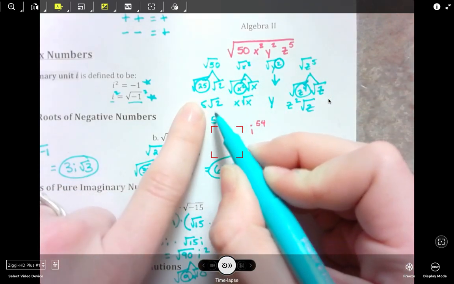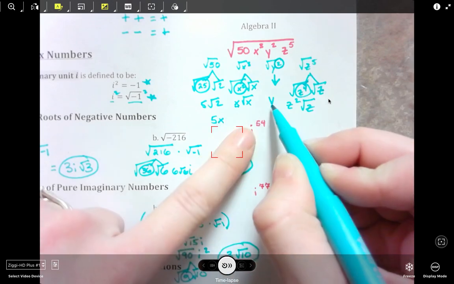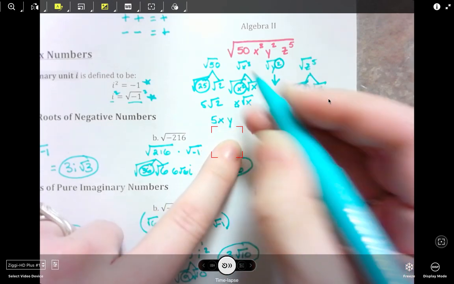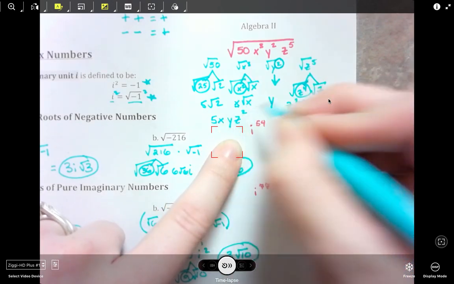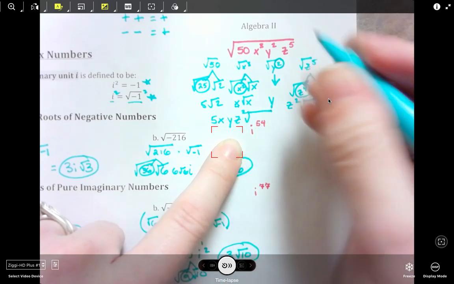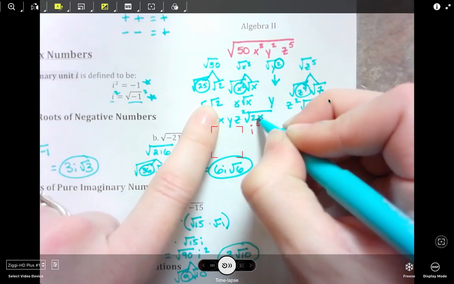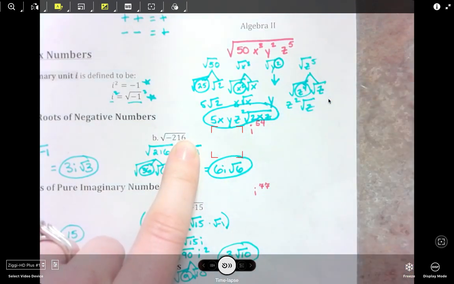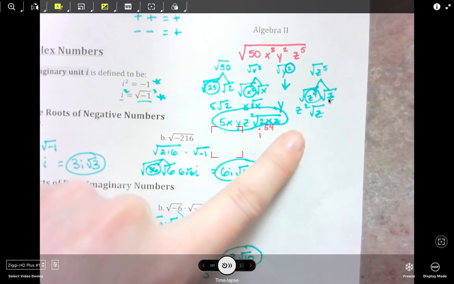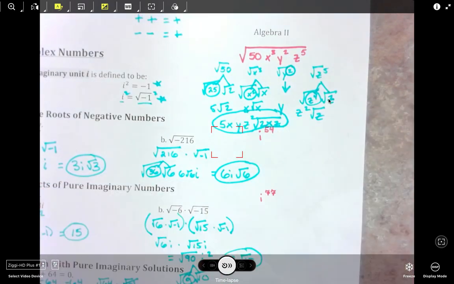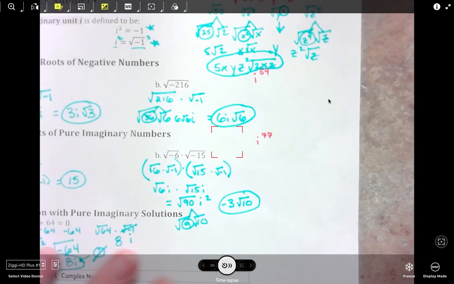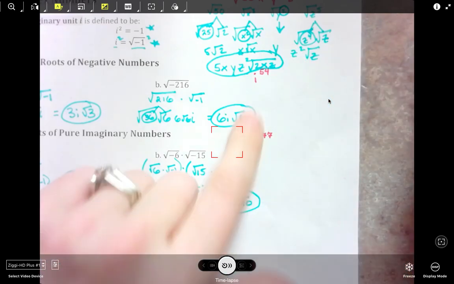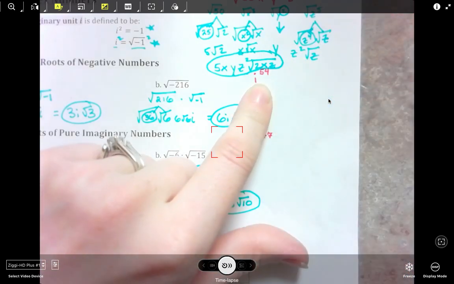So 5 is on the outside, x is on the outside, y is on the outside, z to the 2nd power is on the outside. On the inside is 2xz. And that's what it looks like. I just put all the outside pieces together of those 4 and then leave the inside pieces underneath it there. Now, i to the 54th power, holy cow.